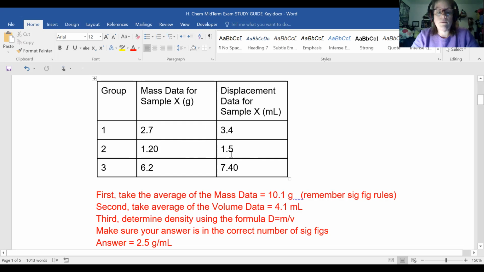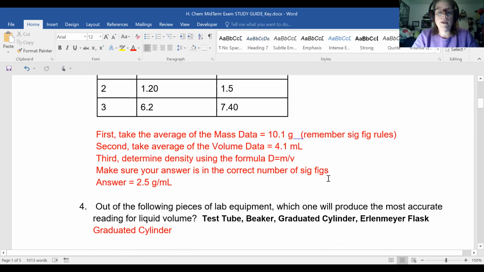When you figure out your average for your water displacement, add these 3 together, divide by 3, you get 4.1 milliliters, and then you just got to plug it into your density equation, which is D equals M over V, or density equals mass over volume. And when you do that, I ended up with a number like 2.463.